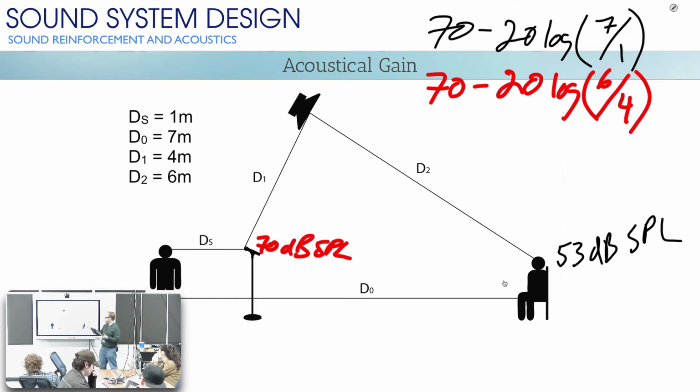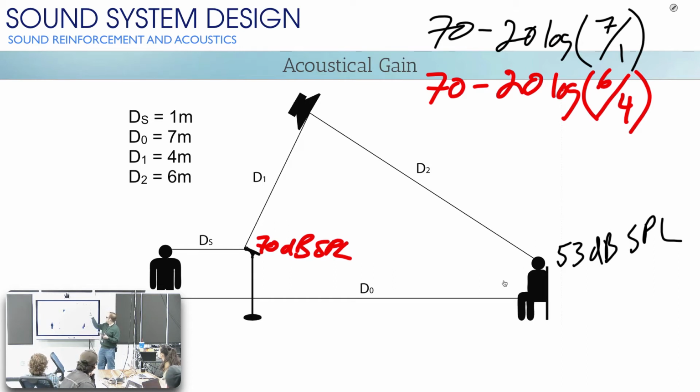That'll tell me the dB difference between these two distances, and I subtract that from the 70 dB, and I'll be left with the loudness at the listener. So what's 20 times the log of 6 divided by 4? 3.5? What I'm trying to find is if the sound from the loudspeaker is hitting the microphone at 70 dB SPL, how loud is it at the listener?